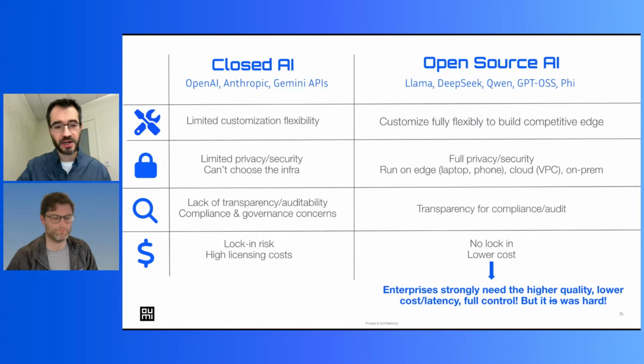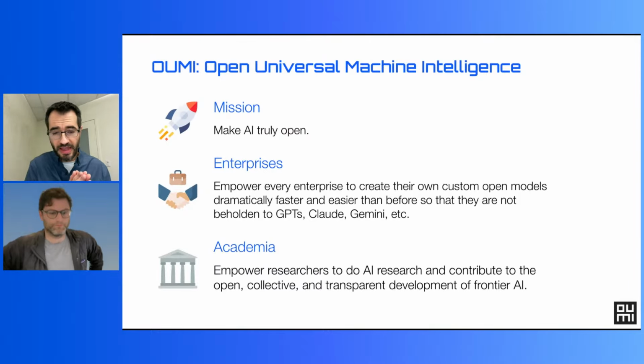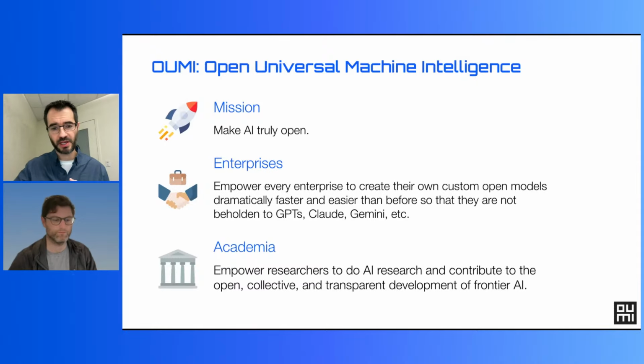Well, it's not hard anymore. It used to be hard, and that's why we founded Oumi. We founded Oumi to make AI truly open, to make it easy for an organization to succeed with AI, to democratize both the use and the harnessing of AI by organizations, but also the advancement of AI. Oumi helps enterprises to easily create their own custom AI models, dramatically faster and easier than before, so they're not stuck using GPTs, Claudes, and Geminis. It also empowers academia to easily do AI research so they can contribute and collectively help advance frontier AI.